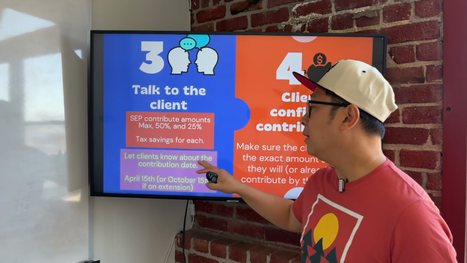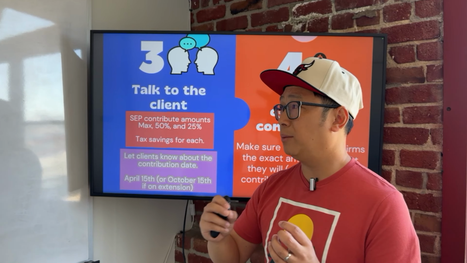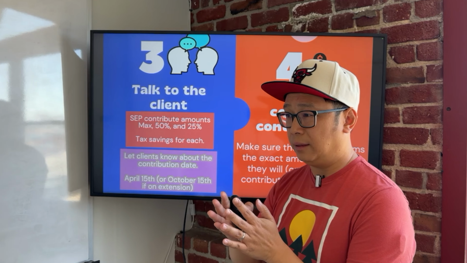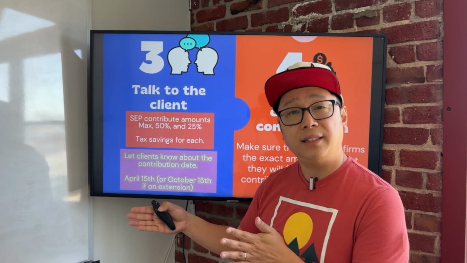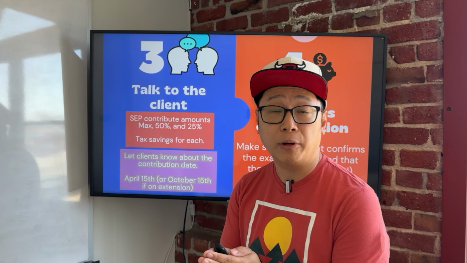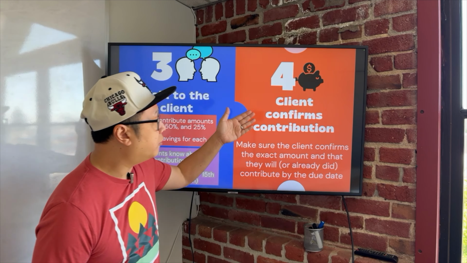And the second thing is that we need to make sure the client knows the due date, because this only happened once, where the client got mixed up and thought the extension deadline was their due date, when we actually filed their tax return before the April 15th deadline. That caused some confusion, so we make sure the client knows that they need to make this contribution by the due date. And the fourth thing is that the client confirms the contribution.